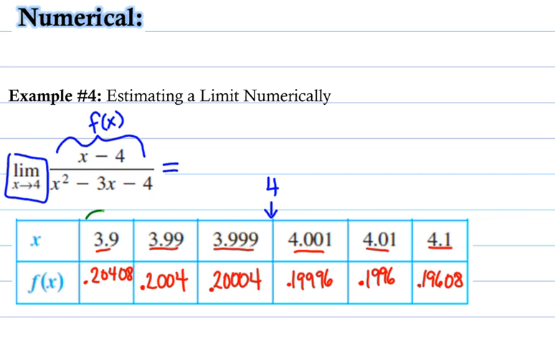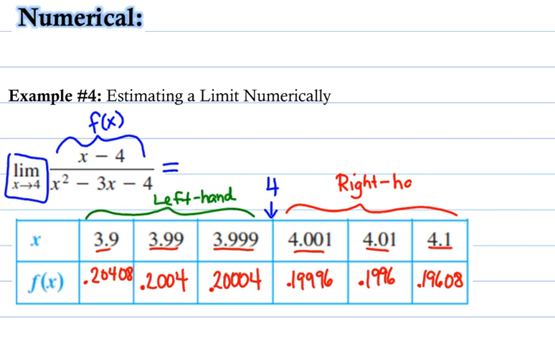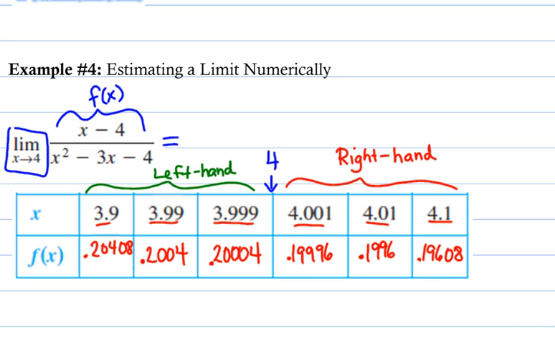Now, this part would be the left-hand limit. And then this part would be the right-hand limit. And the idea is, just like before, they should be equal. They should appear to be coming together towards the same value. So, from the left side, as I start here and get closer to the number 4, I need to make some observations as to what's happening.